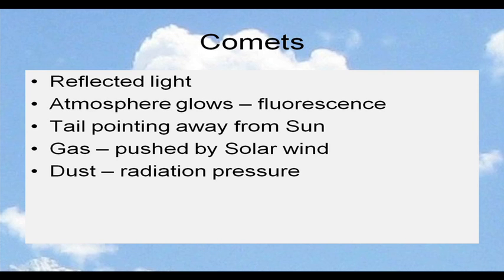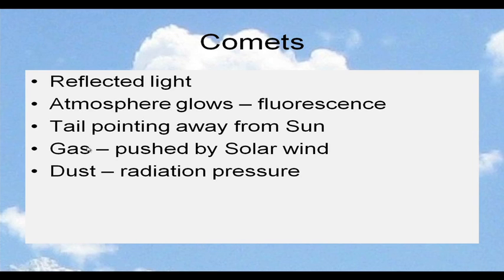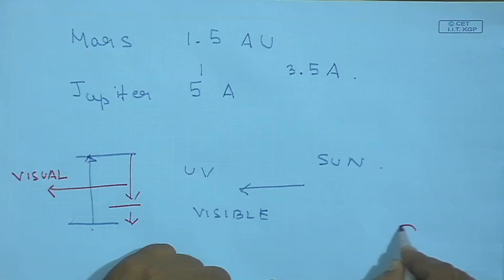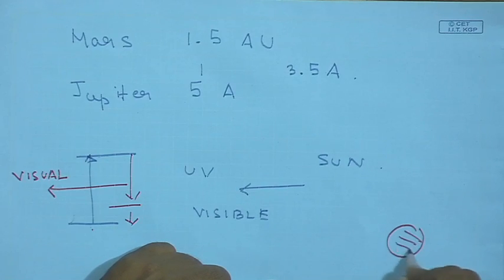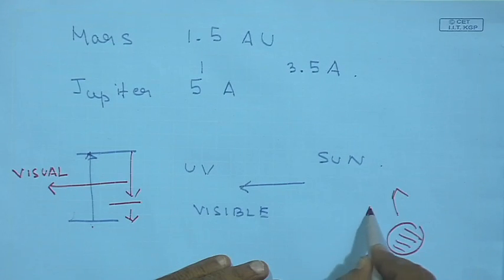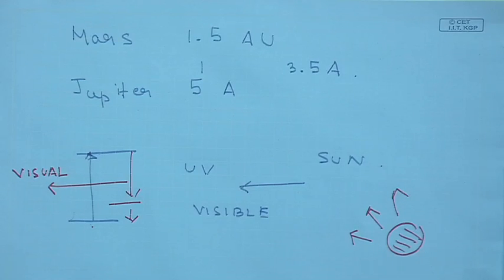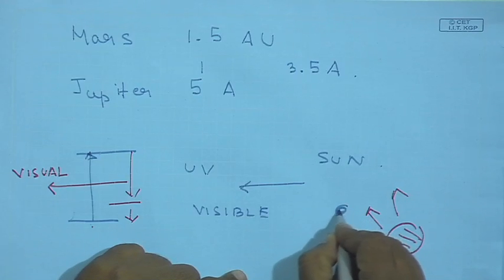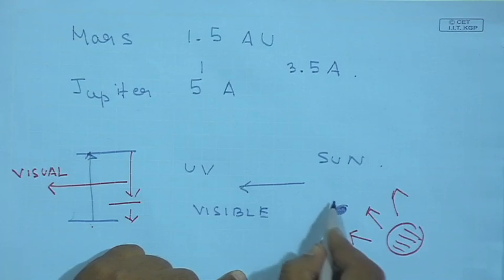Now, why does the tail of the comet point away from the sun? There are essentially two reasons. The gas is pushed out by the solar wind. This is the sun, and the sun, we know, is constantly emitting a stream of ionized gas, plasma, which is called the solar wind. And if this is the comet, the vaporized gas from the comet is constantly being pushed outwards away from the sun by the solar wind.